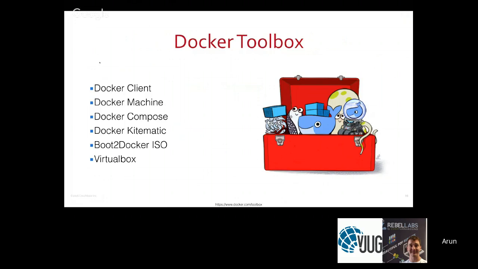So you have Docker CLI, which is a binary. You have Docker Machine, which is the ability to create a host on your laptop or on cloud to simulate a Docker host. And we'll talk about that in a second. Then you have Docker Compose, which gives you the ability to run a multi-container application. Then you have Kitematic, which is a graphical user interface. Then you also have the boot2docker ISO, which is your ISO for creating the image for your virtual machine. And then VirtualBox, which is the type 2 hypervisor.